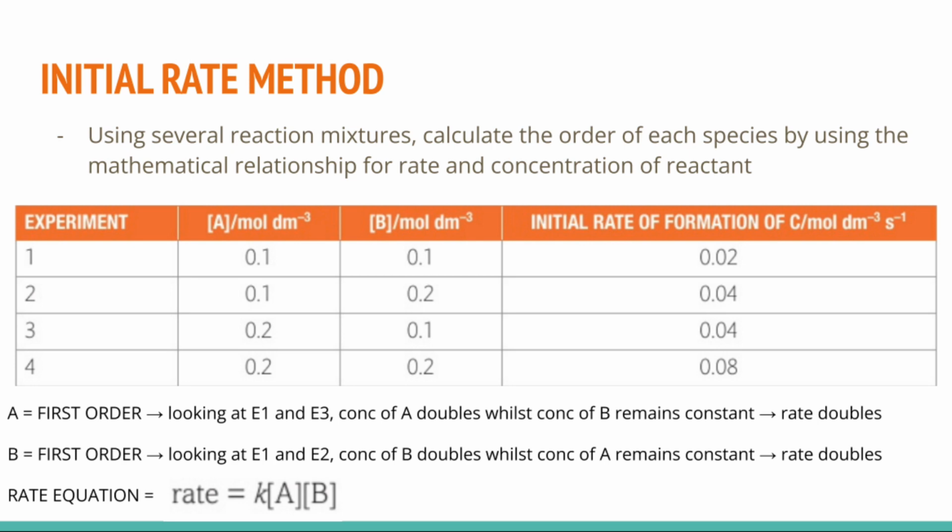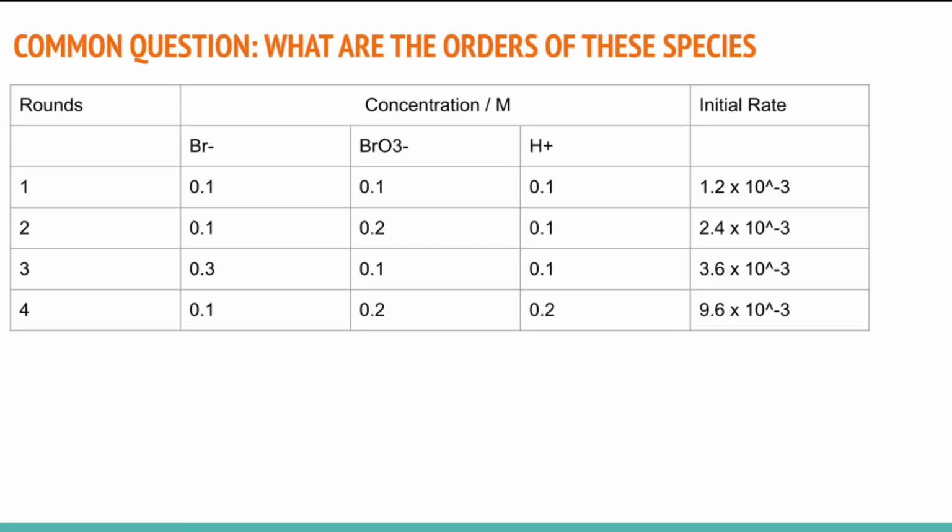And B is also first order because if you look at experiment 1 and experiment 2, you see that in this case it's the reverse. So the concentration of B doubles whilst the concentration of A remains the same. And this in turn leads to the rate doubling. So this means that because A stays the same, the only thing that's affecting the rate is the concentration of B. And when the concentration of B doubles, the rate doubles. So the rate equation overall is rate equals little k multiplied with the first order of A and the first order of B.